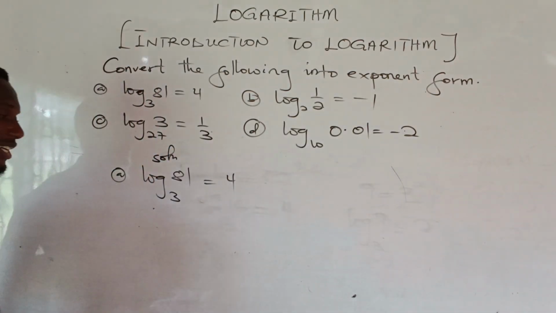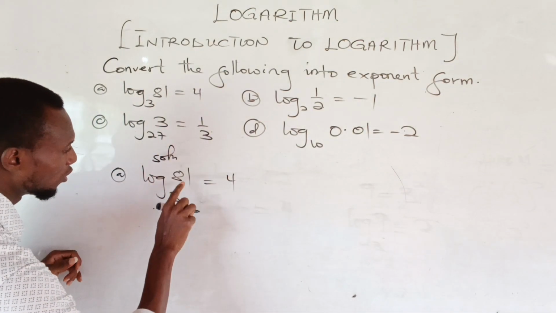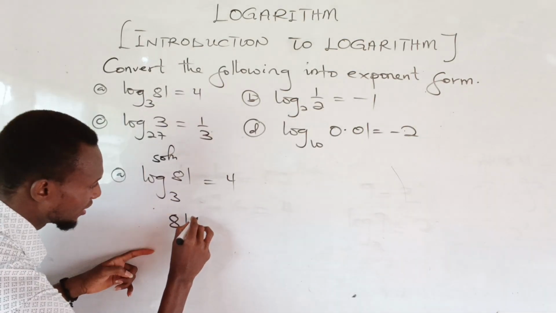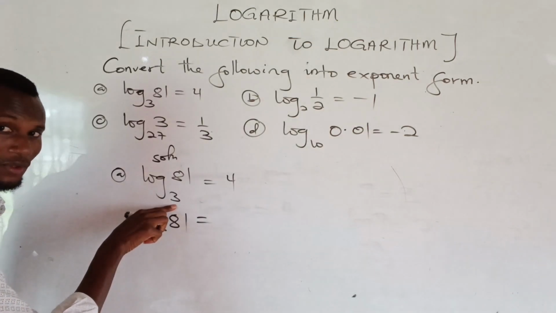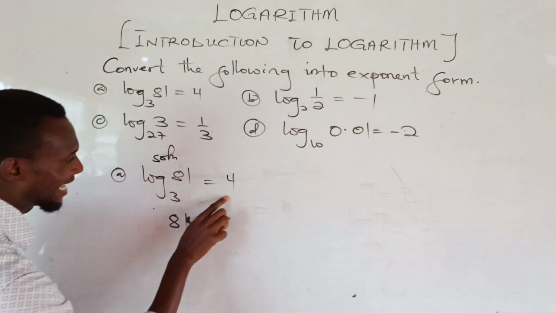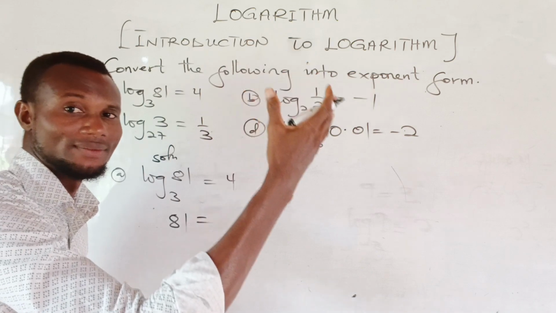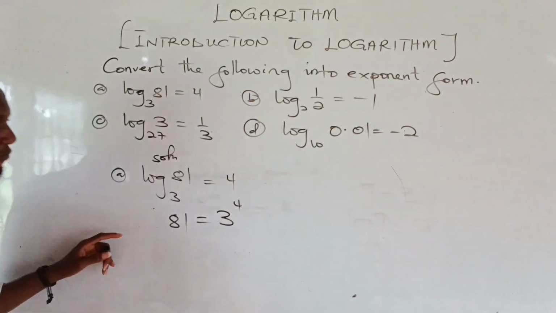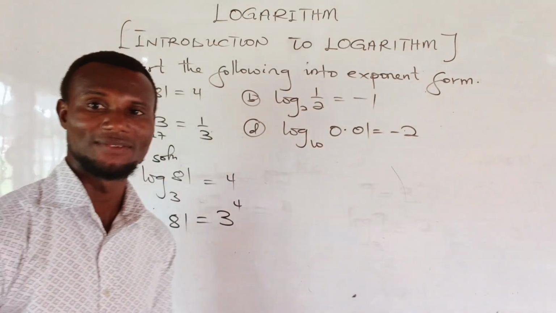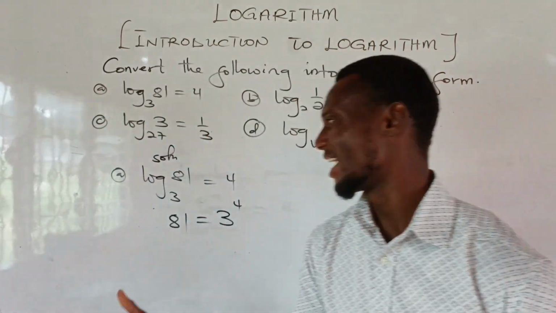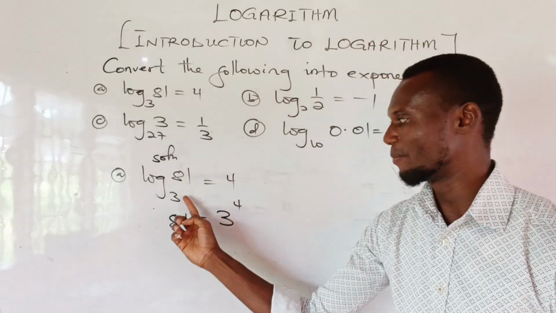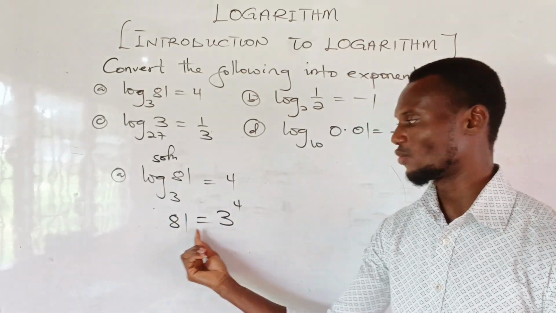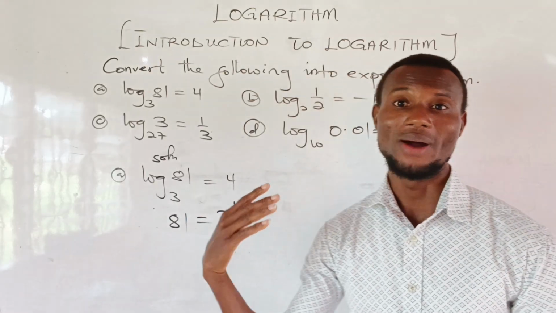So all that you need to do is that, first of all, we are going to write the 81, which is here, bring your equal sign, and this base 3, which we have here, will come and carry the 4 here as a power, as simple as that. So it's going to be 3 to the power 4, and this is our final answer. That is we writing log 81 to the base 3 equals 4 in exponent form. It is going to be 81 is equal to 3 to the power 4.